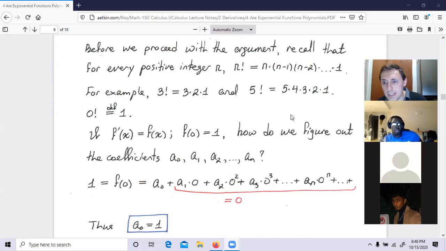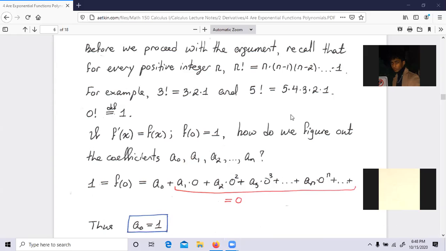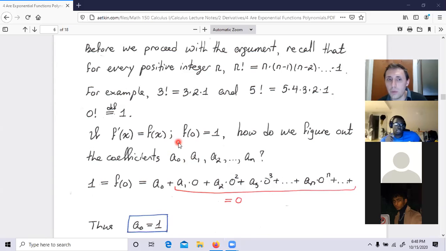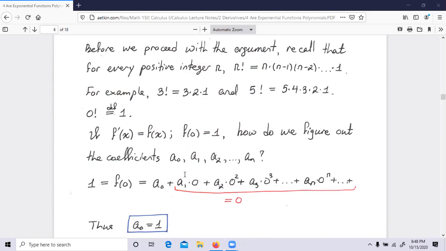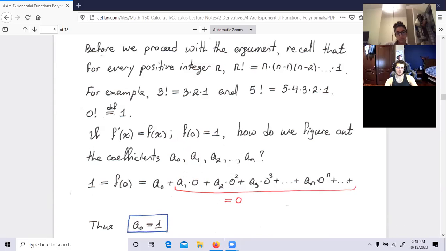So here is my next question. How do I figure out the next coefficient A1? What do I do to figure out A1? And the answer is pretty simple, guys. The only thing you know about the function is how to take the derivative of the original function f and plug 0 into it. That's pretty much all you know how to do. So there are not many options. What do you do to figure out A1?